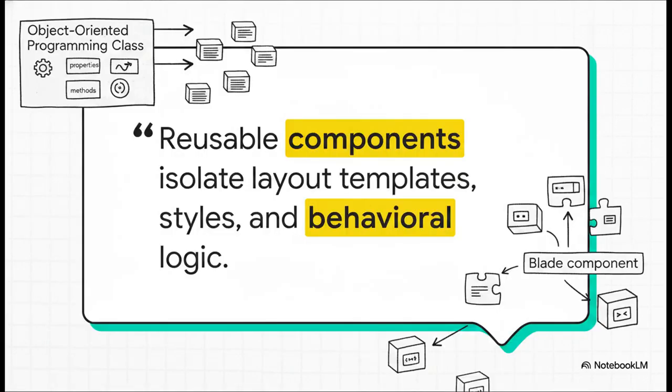To connect this directly to your CS coursework, think of a component exactly like an object-oriented programming class. In OOP, as you know, a class encapsulates its own properties, state, and methods. Well, a Blade component does the exact same thing, just for your user interface. It encapsulates its own rendering logic and state. You write it once, and then you just instantiate it wherever it's needed in your system. It's a really powerful mental model.